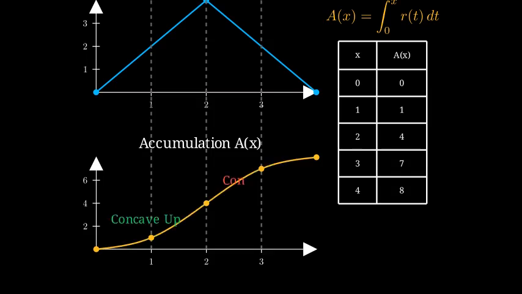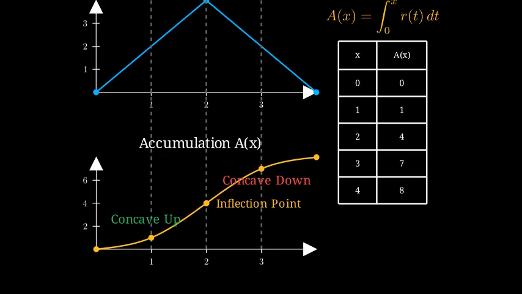Now, let's connect the two graphs. From x equals 0 to x equals 2, the rate is increasing. That makes the accumulation curve concave up. After x equals 2, the rate is decreasing. That makes the accumulation curve concave down.